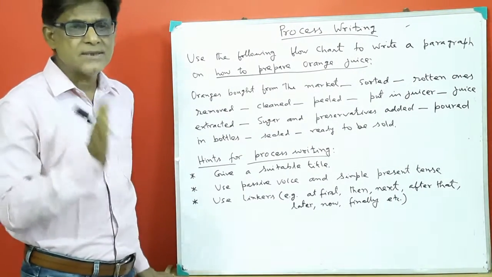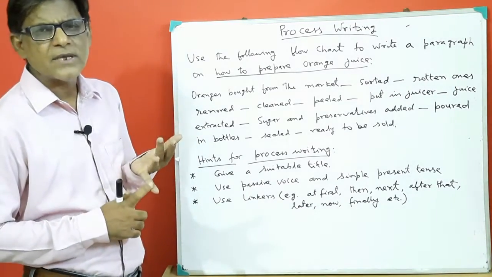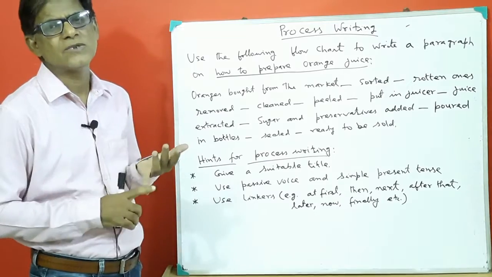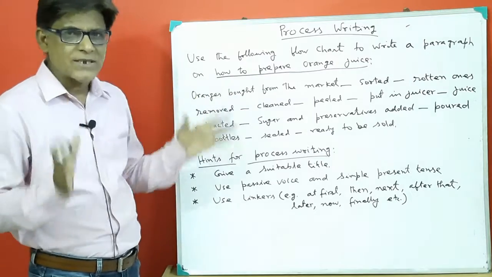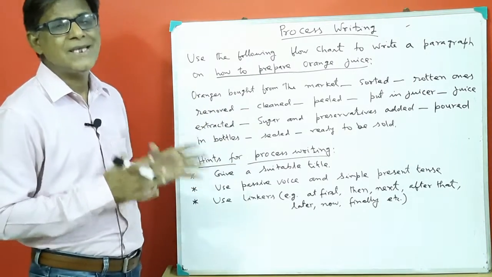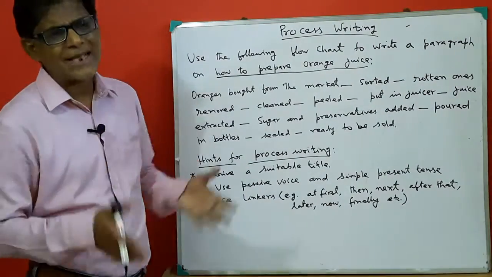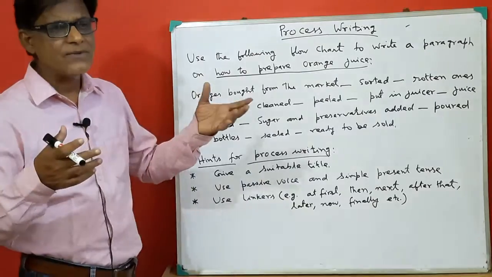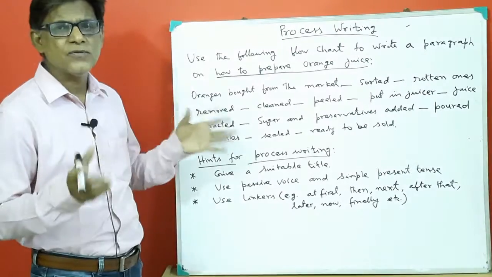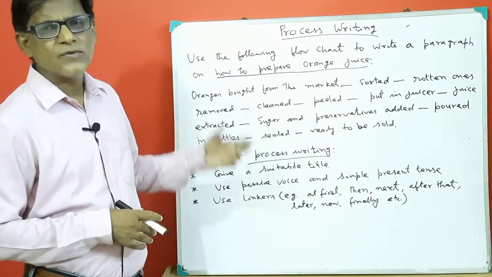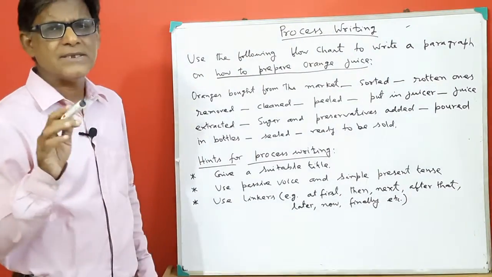Next, when you are going to write process writing, which sentence do you have to write? You have to write simple present tense. No present continuous tense, no present perfect tense, no present perfect continuous tense. So you have to write simple present tense. No past tense, because you are not writing a story, you are not writing a report, you are not writing about an accident, incident, event or life story of a great personality. So past tense is totally to be avoided. Future tense will also be avoided. So the tense that is required here is simple present tense.